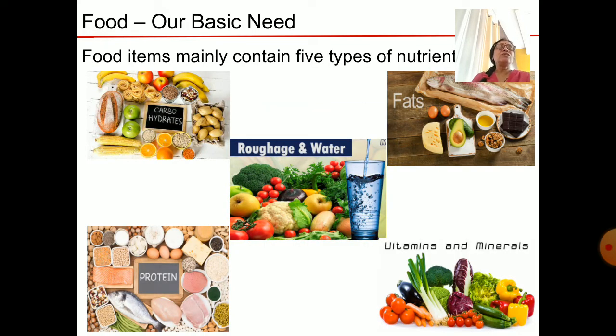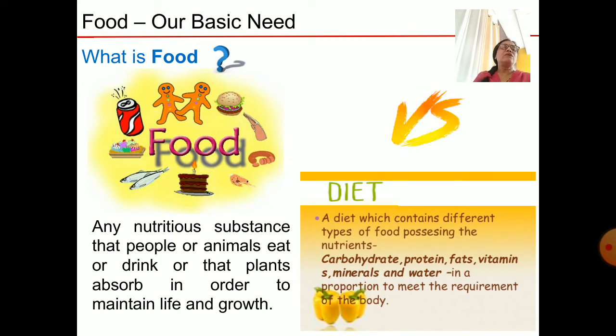See, so the food should have all these five nutrients, and apart from that there should also be roughage. Roughage means the fibers that we get from the vegetables and fruits, and water is also necessary. Both these things are necessary for the proper digestion of the food. Further, we will now come to our next part, where I'll tell you what is food. Basically, whatever animals or human beings eat, we can call it food, right?